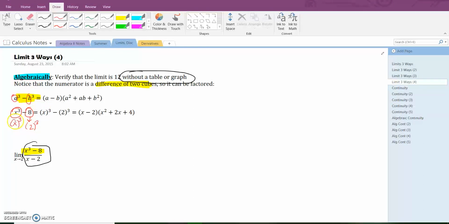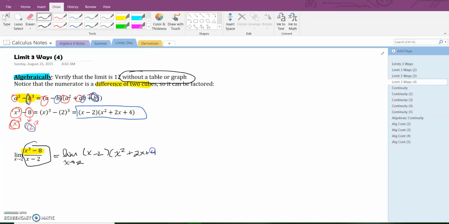So I'm going to plug x in for all the a's here, and I'm going to plug 2 in for all the b's. Whoops, that was a b right there. Okay, so whenever you do that, you end up with this factored form. And let's practice our wonderful limit notation. I have the limit as x approaches 2. Let's go ahead and replace our numerator with our new factored form here, like so.